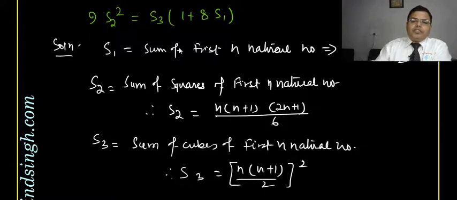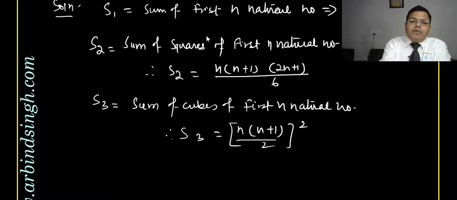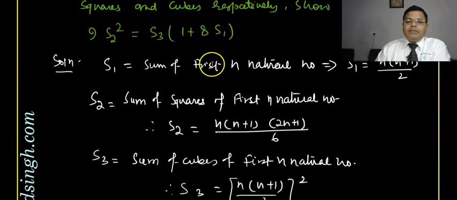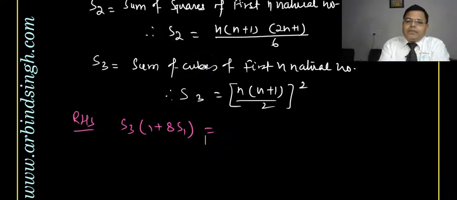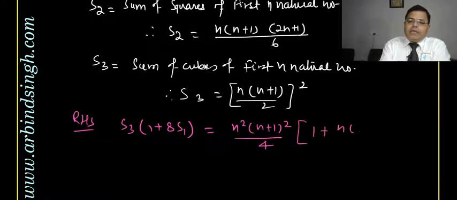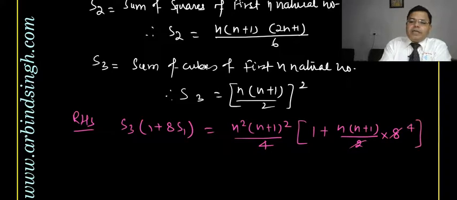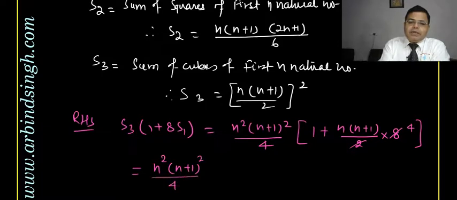Now, as per the question, from RHS it is S3 into 1 plus 8S1. What is that? S3 into 1 plus 8S1 can be written as n square into n plus 1 whole square divided by 4, and 1 plus n into n plus 1 by 2 into 8, that is 8S1. So that can be 4 times, right? So it can be written as n square into n plus 1 whole square by 4 into 1 plus 4n square plus 4n, right?